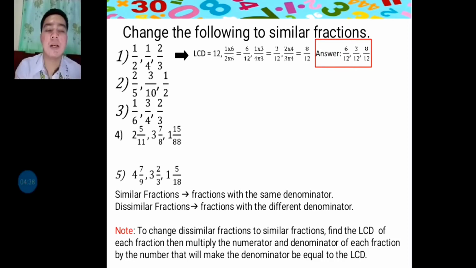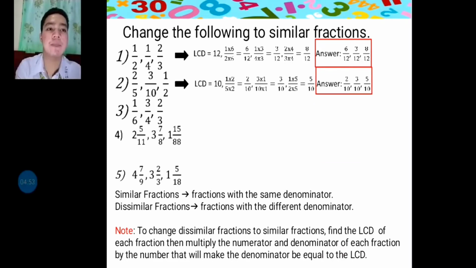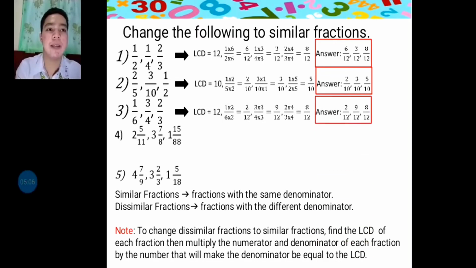It's your turn. Okay, so you can pause this video to answer the remaining numbers. Then you may check your answer. I will post it here. For number 2, our answer will be 2 over 10, 3 over 10, and 5 over 10. So same process as we did on number 1. Number 3, our answer will be 2 over 12, 9 over 12, and 8 over 12. So same process as well.